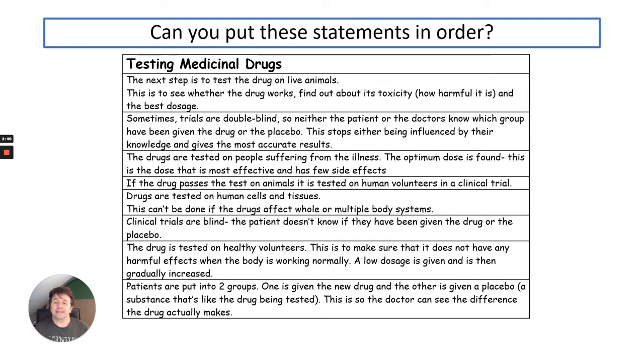Obviously I've gone very quickly through these stages, so what I'd like you to do is to see if you can put these statements in order. So what I suggest you do is you pause it, read it and answer it. So in 3, 2, 1.